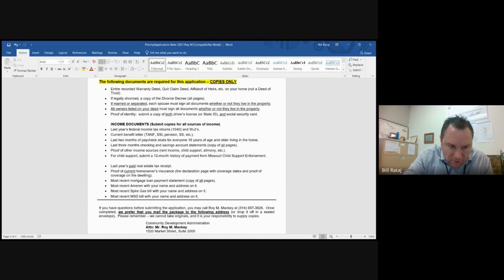If you don't know where to get some of these documents, let's go back to this form. We do provide a copy of this in the application. You could keep this for yourself. If you don't have these documents, where can you find them? Your warranty deed: you can get it from the Recorder of Deeds office. Now, if you can't find it, that's where you can get it. I can tell you that it'll cost you $15 to get a copy. So if you can find it, that's great. You don't have to worry about that.